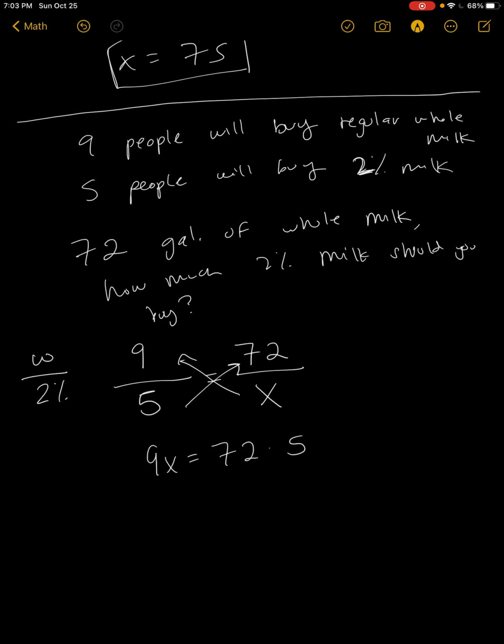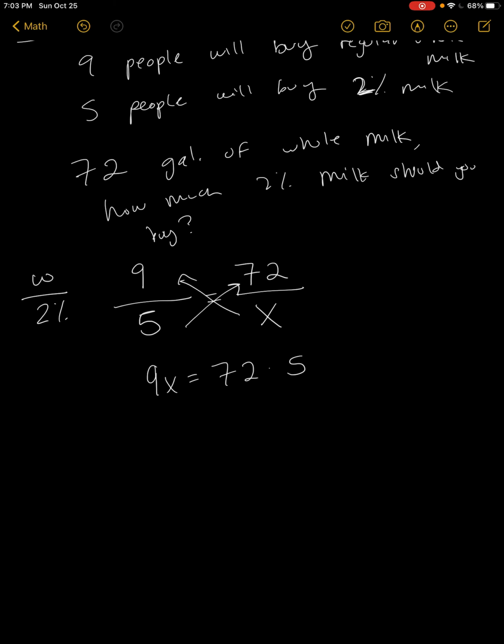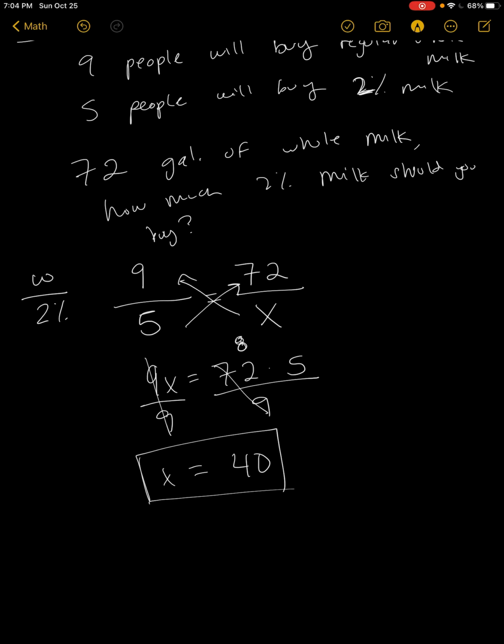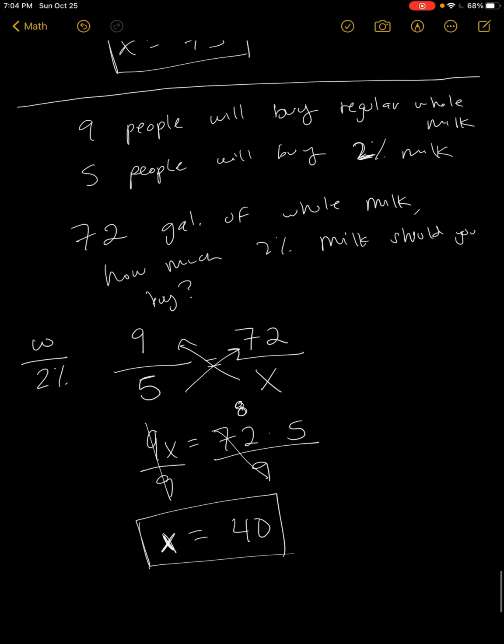9 times x equals, oh, I did it to myself, 72 times 5. You know what I'm gonna do? 72 divided by 9 is 8, right? Divided by 9. So then I'll get 8 times 5, so 40. So I should be putting in 40 gallons of 2% milk. Right? That's how much I should be stocking in my store if I plan to buy that many gallons of whole milk. Okay?